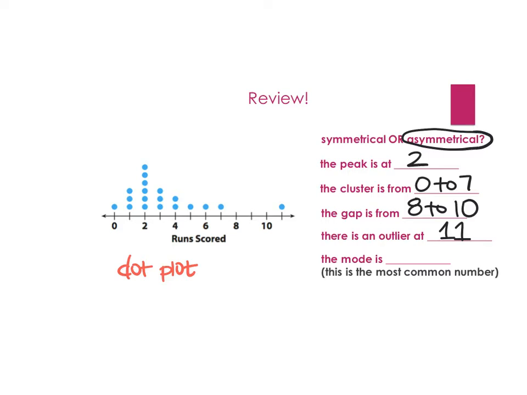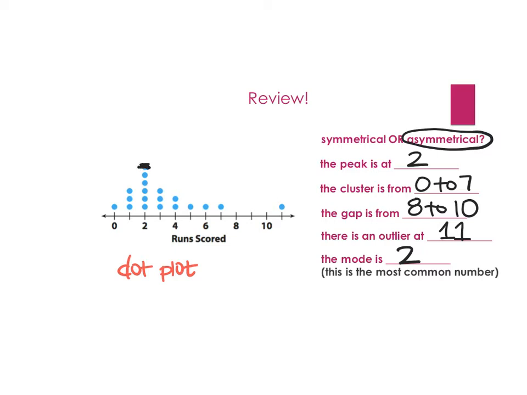All right, so what's new here is the mode. The mode is the most common number. Look very carefully here at the data. What number is the most common? So if you said 2, you were very, very correct, because there's how many 2s? Yes, there are 6 2s. So the mode is 2.